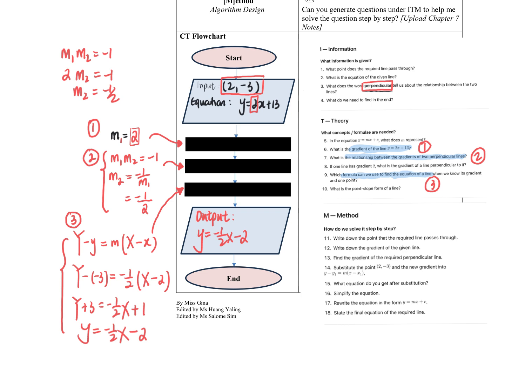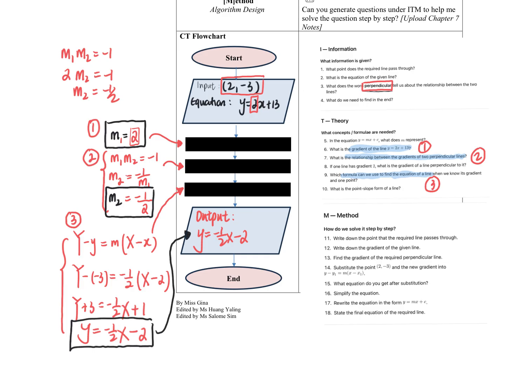Okay? So the process is going through this. Although it looks so complicated for the computer, they need that step-by-step instruction. So in your mind, these are the things you do. First, tell me what's the gradient of the given line. Second, go and find the gradient of the perpendicular line that you want to find. Third, go and find the equation of the straight line. Done. This is the output you want.